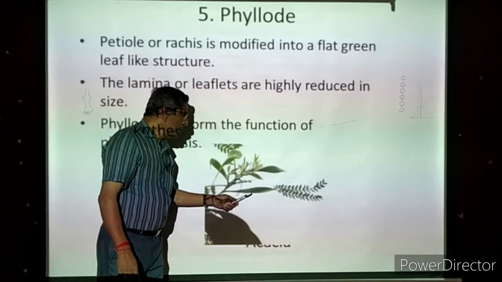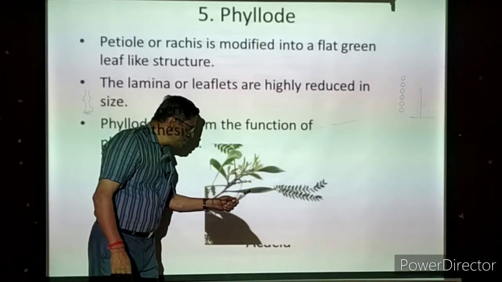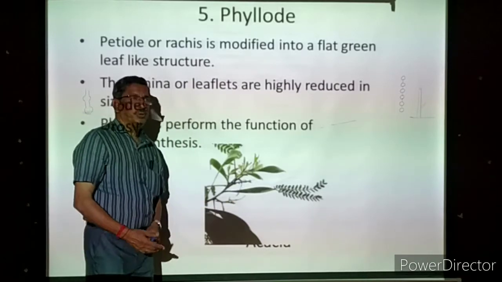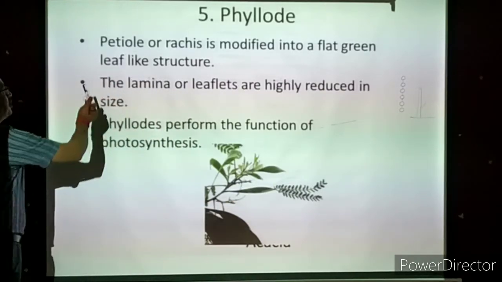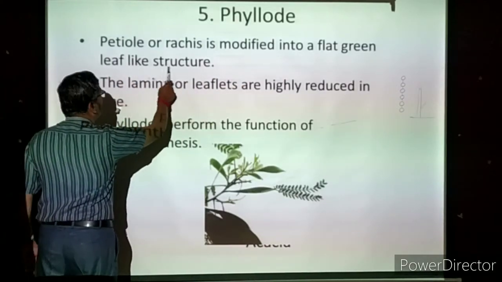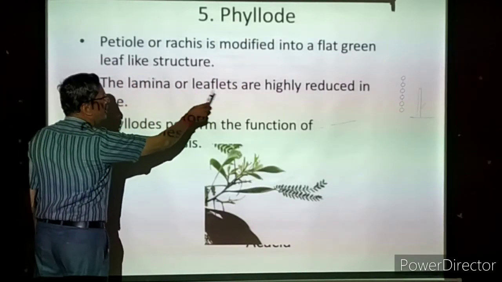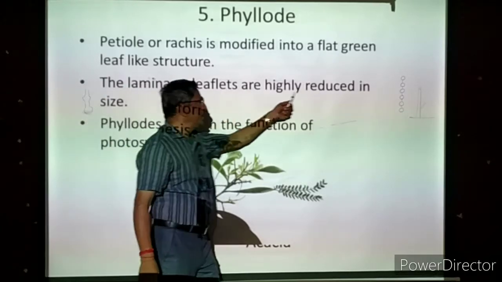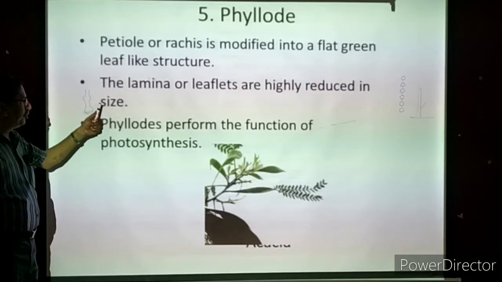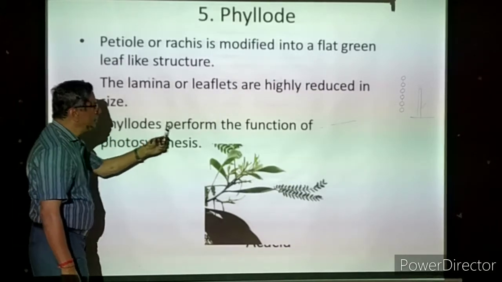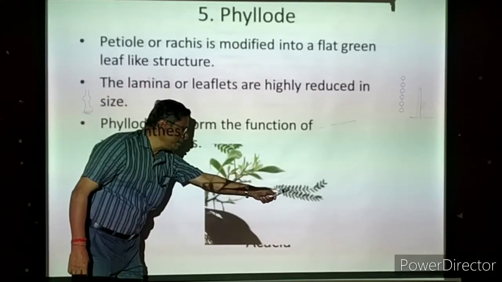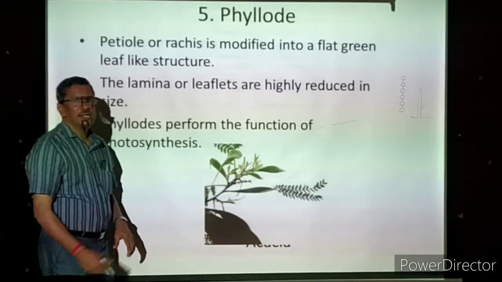Okay, it is called a phyllode. So, how much food shortage is there? That much amount of food will be prepared by the flattened petiole. That is phyllode, that is an example. Now, petiole or rachis is modified into a flat green leaf-like structure. The lamina or leaflets are highly reduced. I told you already, the size is very much reduced, so they cannot perform the function. Phyllodes perform the function of photosynthesis. So, whatever shortage of food they prepare is compensated by the phyllodes.